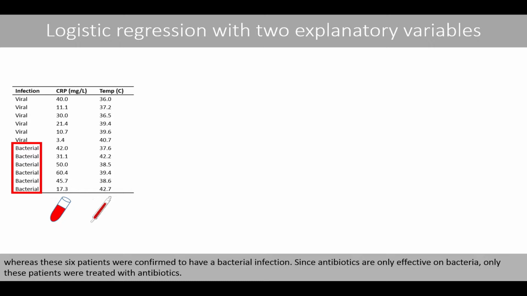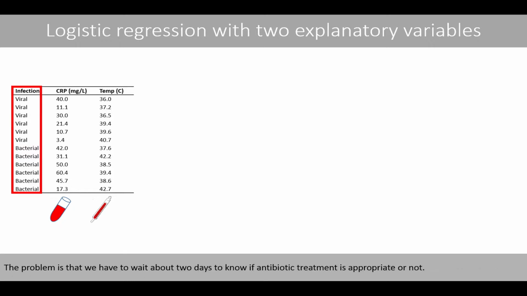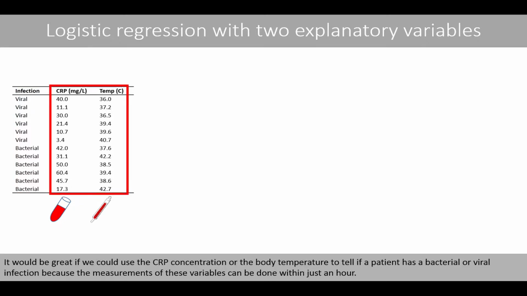Since antibiotics are only effective on bacteria, only these patients were treated with antibiotics. The problem is that we have to wait about 2 days to know if antibiotic treatment is appropriate or not. It would be great if we can use the CRP concentration or the body temperature to tell if a patient has a bacterial or viral infection, because the measurements of these variables can be done within just an hour.